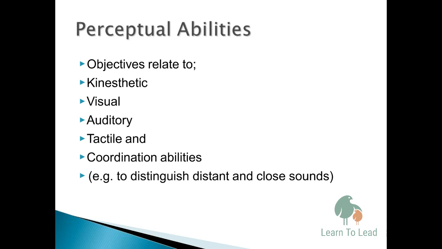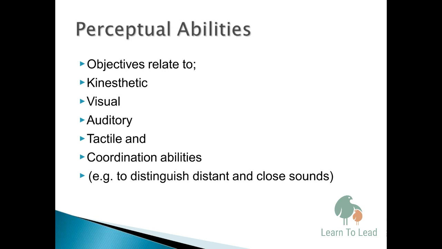Visual abilities allow us to see the world around us. They are important for activities such as reading, writing, and driving. Auditory abilities allow us to hear sounds. They are important for activities such as listening to music, talking on the phone, and warning others of danger.